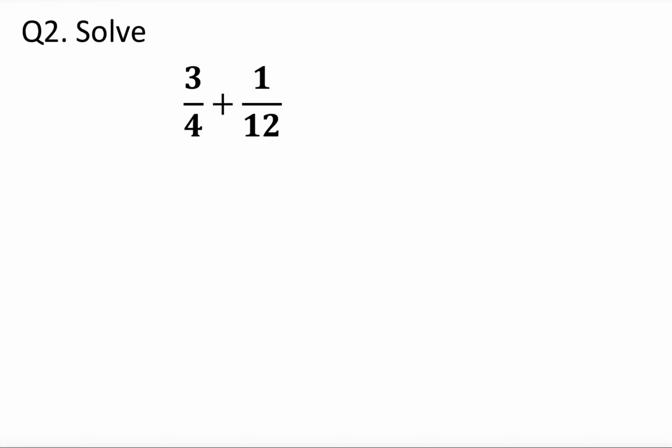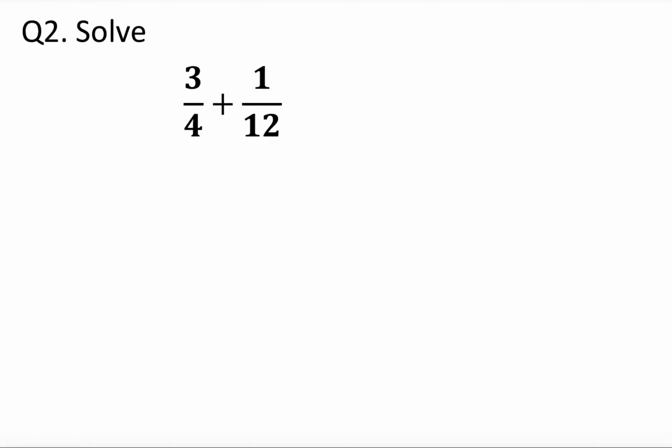Question 2 is a solve question and it's fractions. We've got to add 3/4 plus 1/12. Now, when you're adding, they've got to have the same denominator. The bottom figure's got to be the same, or you can't add them together. So the biggest denominator is 12. How many 4s are in 12? There's 3 4s in 12.